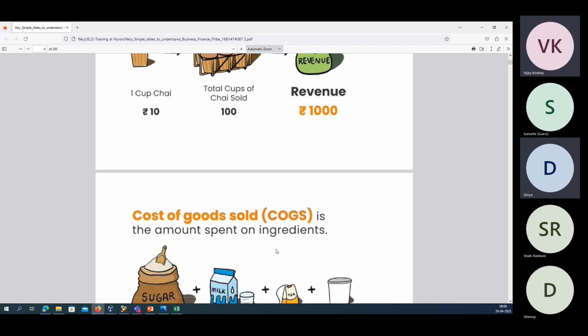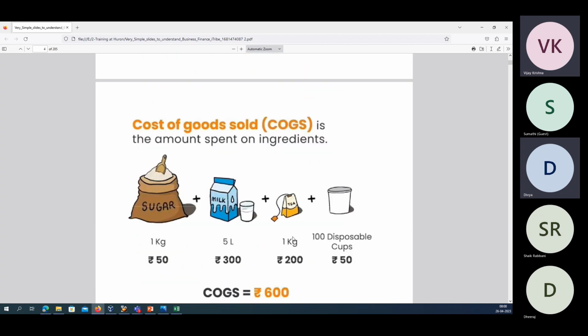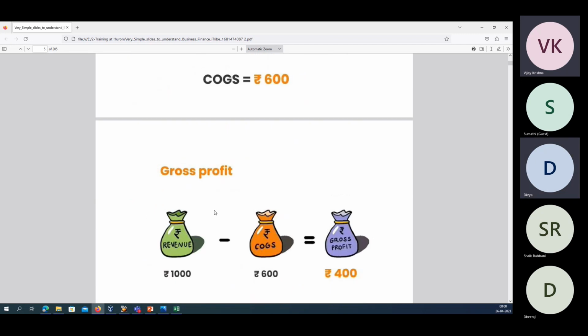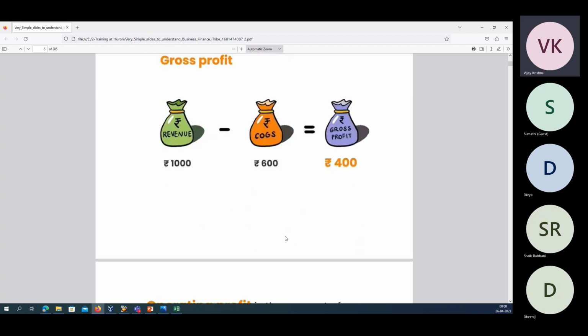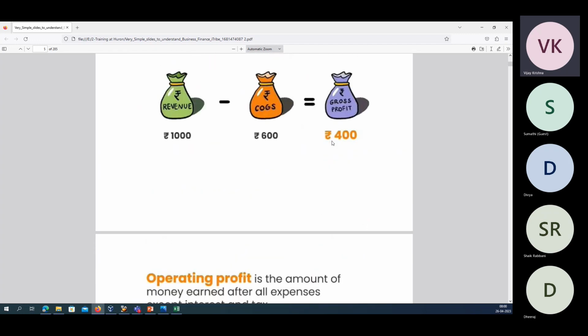Now if I ask you what is the profit, 1000 minus 600, we call it gross profit. So 1000 minus 600, 400, is your gross profit. From this 400 gross profit, you have to remove your operating expenses. When I say operating expenses, you have to remove all your salaries, rent, electricity bill, telephone bill. Those are all your operating expenses to run your day-to-day business transactions. When you remove those operating expenses, you get your operating profit.